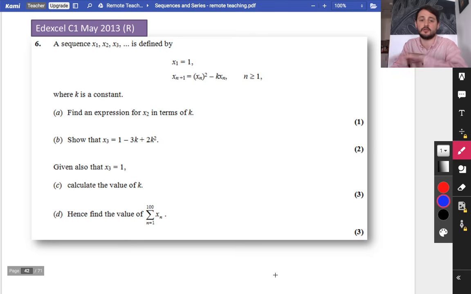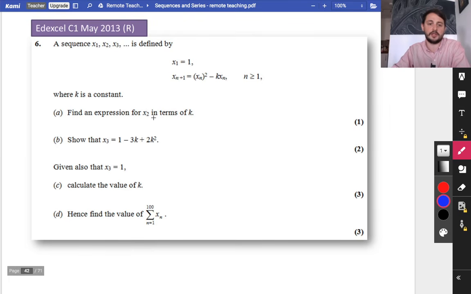So I'm actually just going to go straight in with doing a whole set of exam questions. If you want to pause and have a go, you're welcome to. So here we go. This time I've got a sequence that they're using the letter x. x1, x2, x3 is defined by the first one, x1 is 1. And then to find the next one, you take the previous one and square it, and you subtract k multiplied by the previous one. And it says that n has got to be greater than or equal to 1 because it's just referring to these integers that we have here.